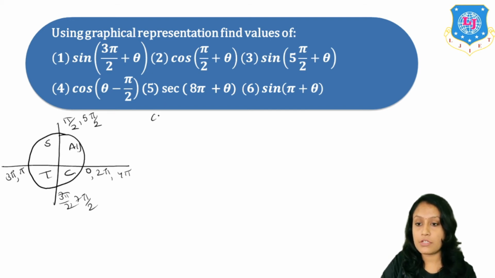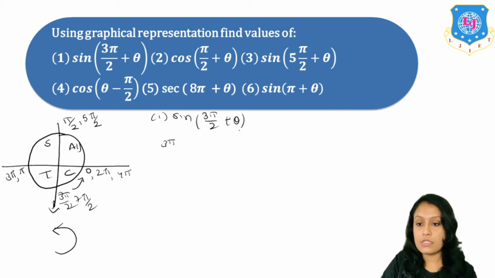Now the first question is sine of 3 pi by 2 plus theta. So 3 pi by 2 is present over here, and we have to move anti-clockwise. So 3 pi by 2 plus theta means this side, 3 pi by 2 plus, the fourth quadrant.